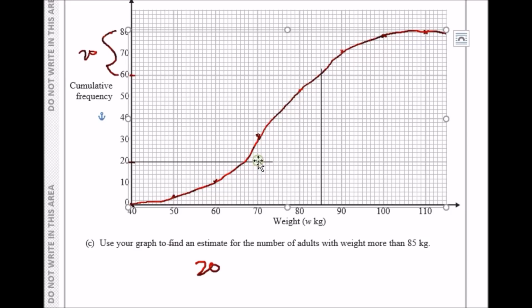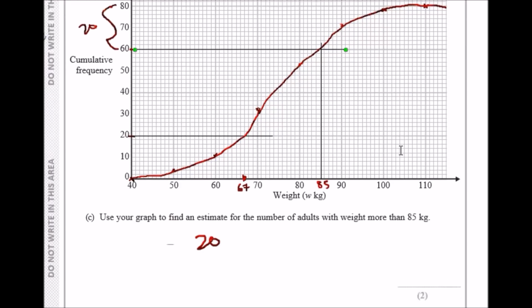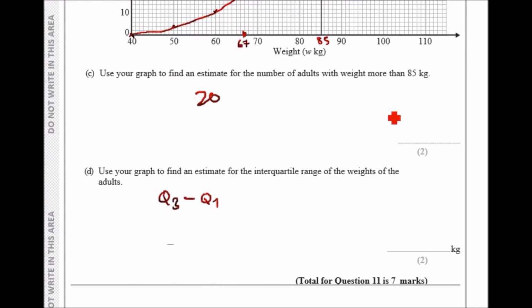And then do the same thing again. Another straight line, start from 60 and all the way. Conveniently, we know what 60 was. This value here was 85 kg, and this value here at 20 should be about 67. Let's say 67. Here was 85. So the interquartile range is the difference basically.